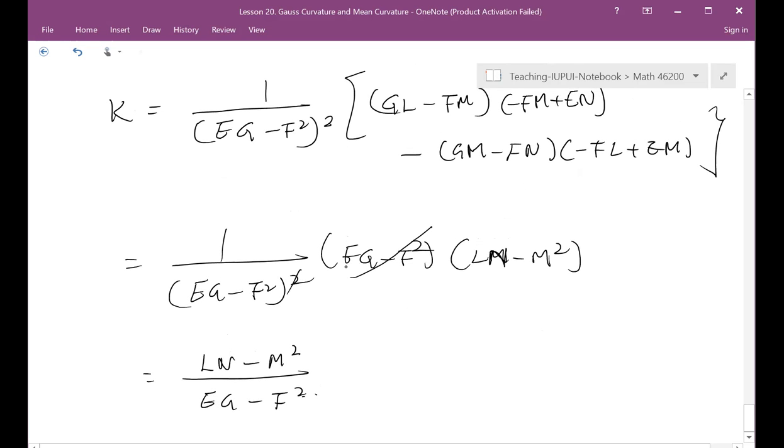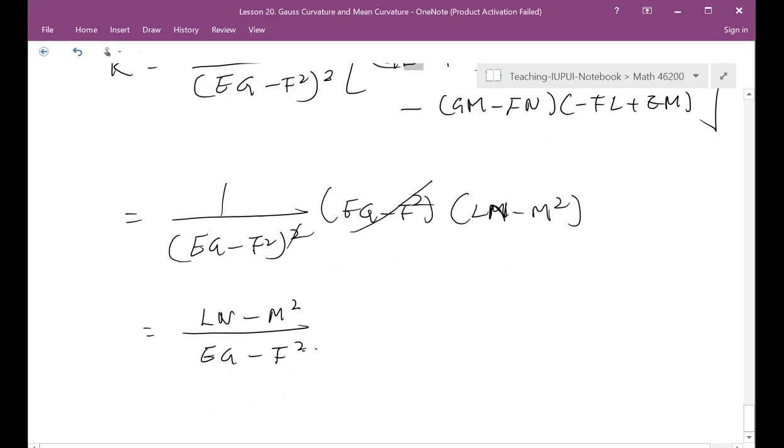Yeah, we can see that, right? EGLN, and so the Gauss curvature.